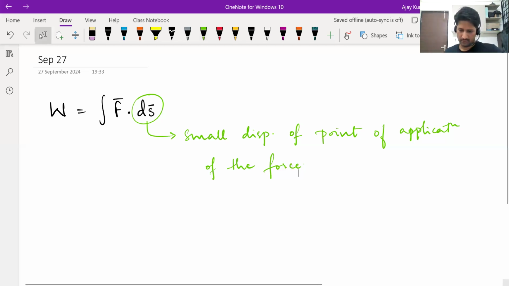Now in your worksheet, I had asked one question. Just a moment. Let me take the question. I got answers from only 2 of you for the worksheet. Others also try to answer it and send it as early as possible.